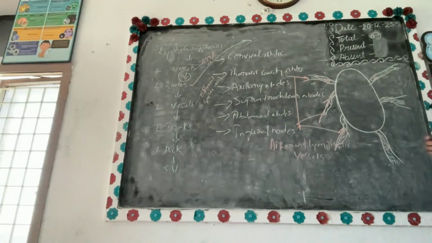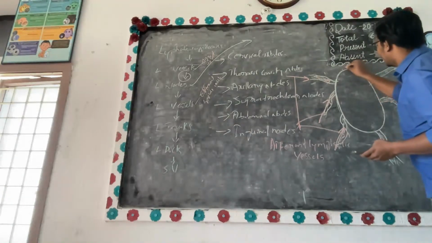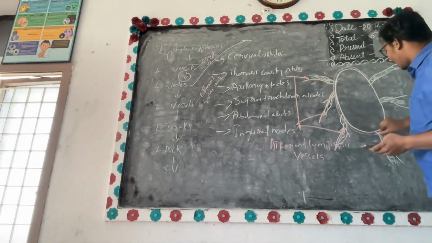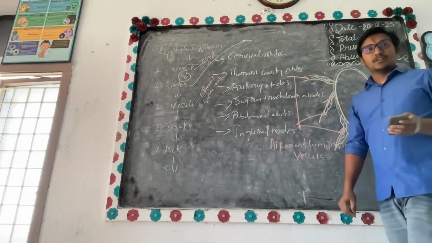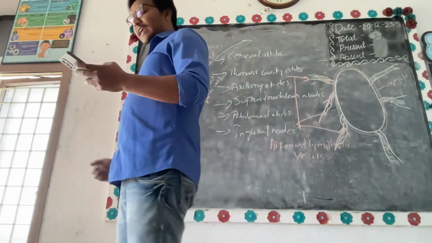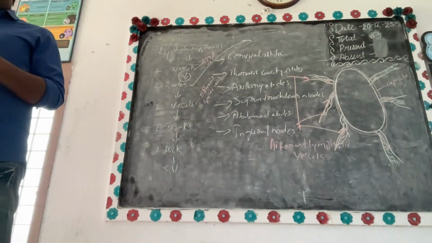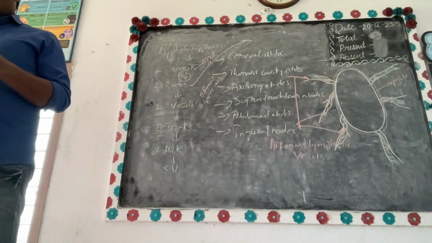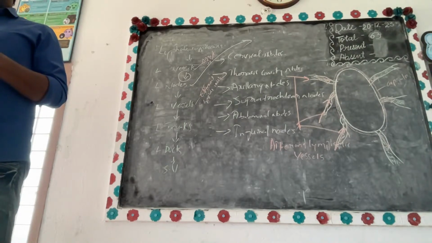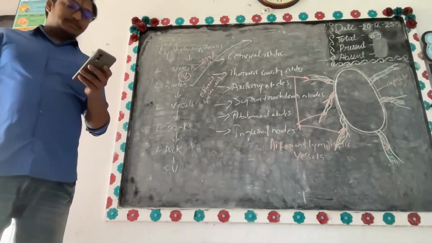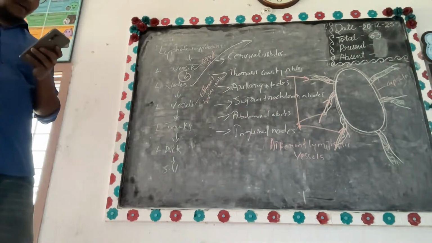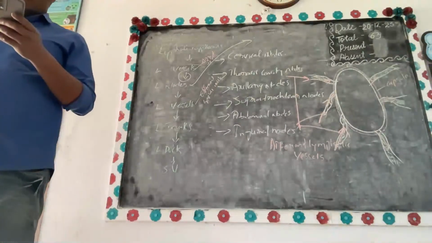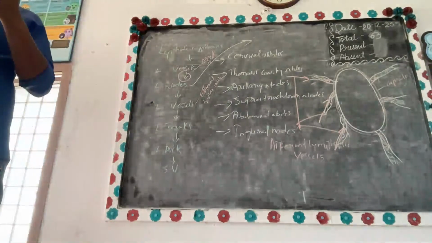Now, this lymph node is covered by a membrane, which is called the capsule. The membrane which is covering the lymph node is called the capsule. Now, did you understand? What is afferent? Bringing towards the node. What is efferent?